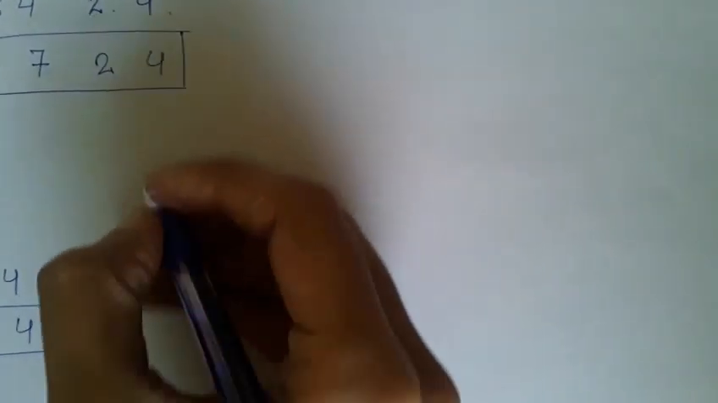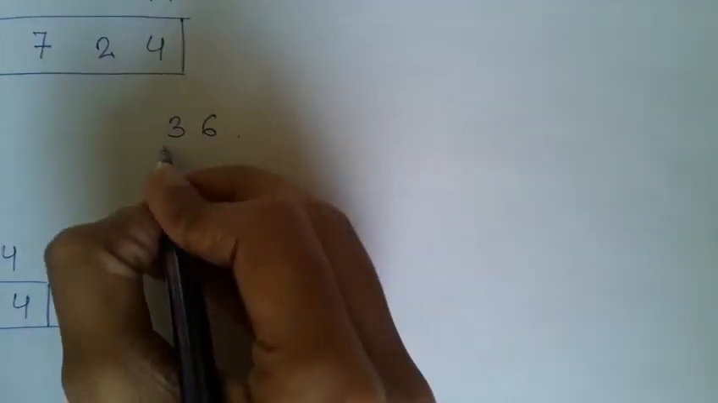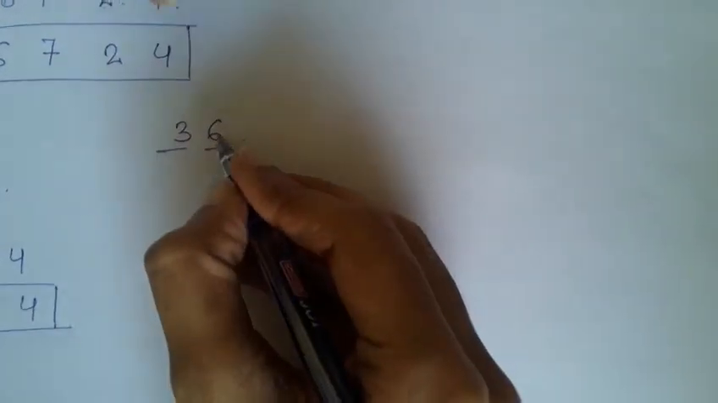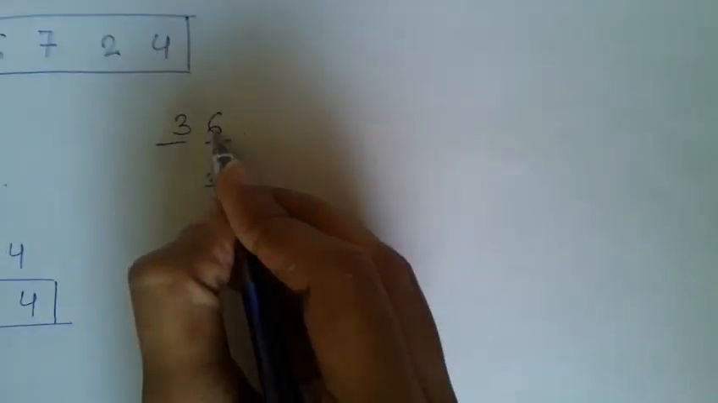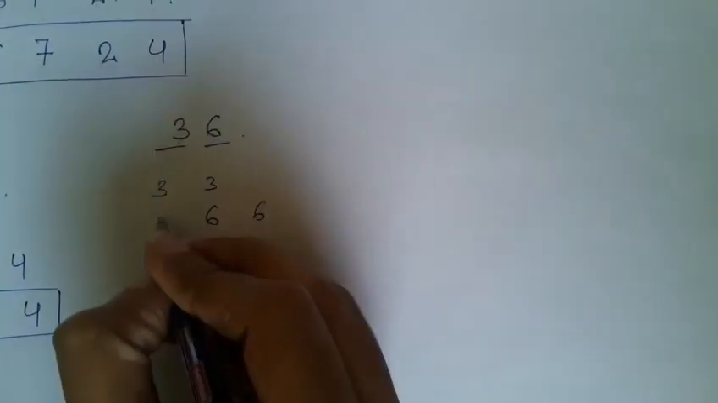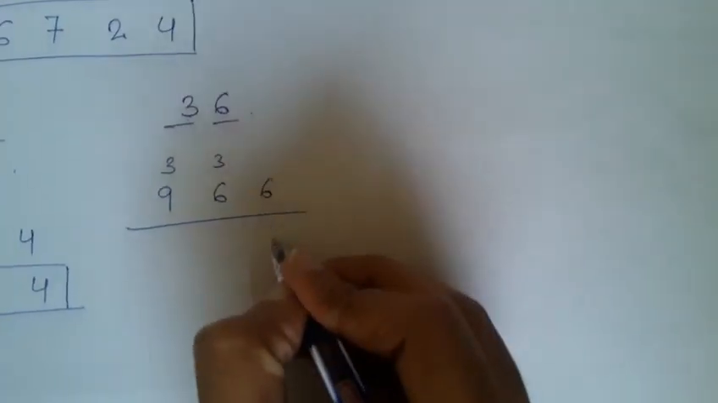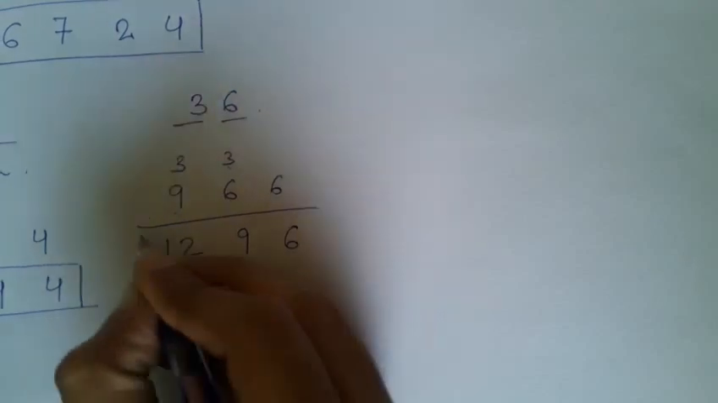The next example that we can take is 36. Then for this number we'll calculate the square of 6, that is 36. 3 will be carried. 6 into 3 is 18, 18 into 2 is 36, 6, then 3 will be carried, and the square of 3 is 9. We'll add it. 6, 6 and 3 is 9, and 9 and 3 is 12. 1296 is the square of 36.